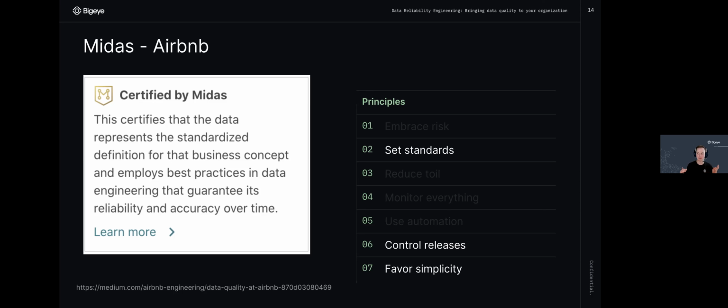And finally, I love the favor simplicity principle, because so many tools are just conceptually so easy to grasp. This is a section on a page. You go to a catalog and you say, I want to look at the sales numbers. And you go there and there's just a big block that says, yep, Midas certified. You're all good, ready to roll.